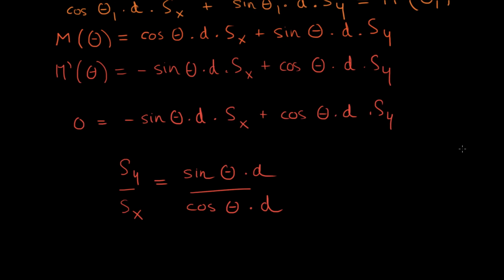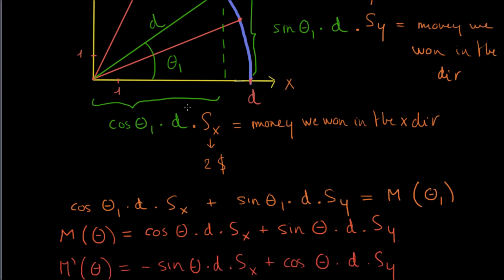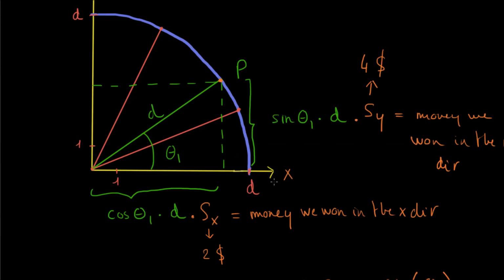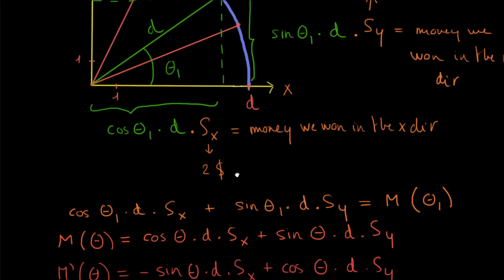So if we want m prime of theta to be equal to 0 and our function m to hit a maximum value, we need to satisfy this equality. But if we look more closely at this equality, and if we go back to what we did previously, we have seen that the distance we cover in the y direction is equal to sine of theta times d, and the distance we cover in the x direction is equal to cosine of theta times d.